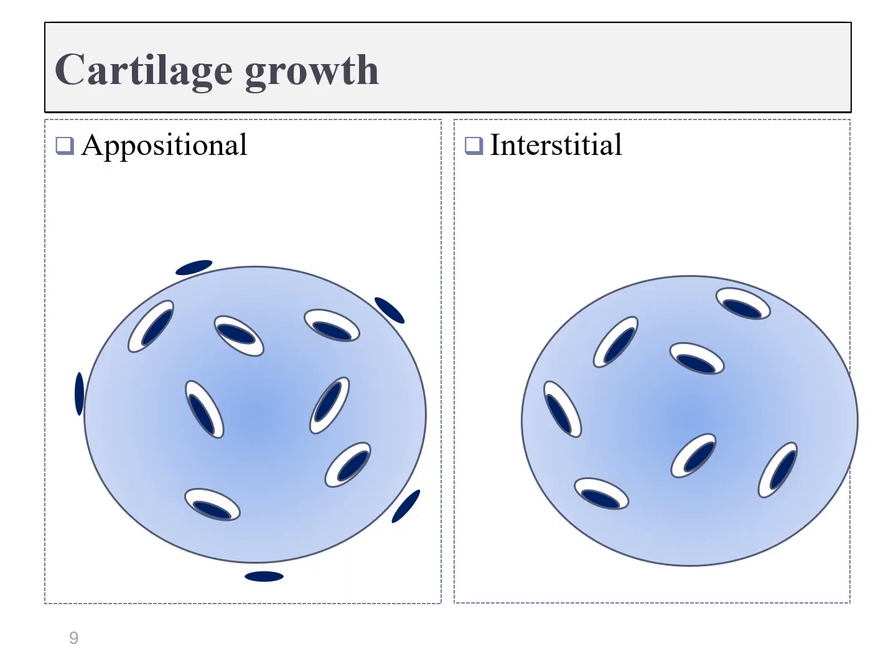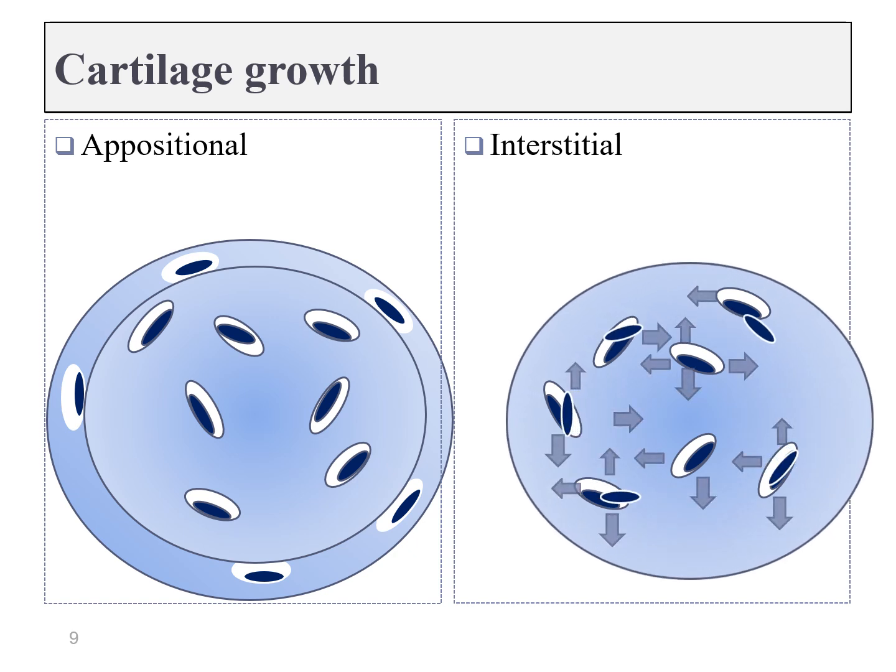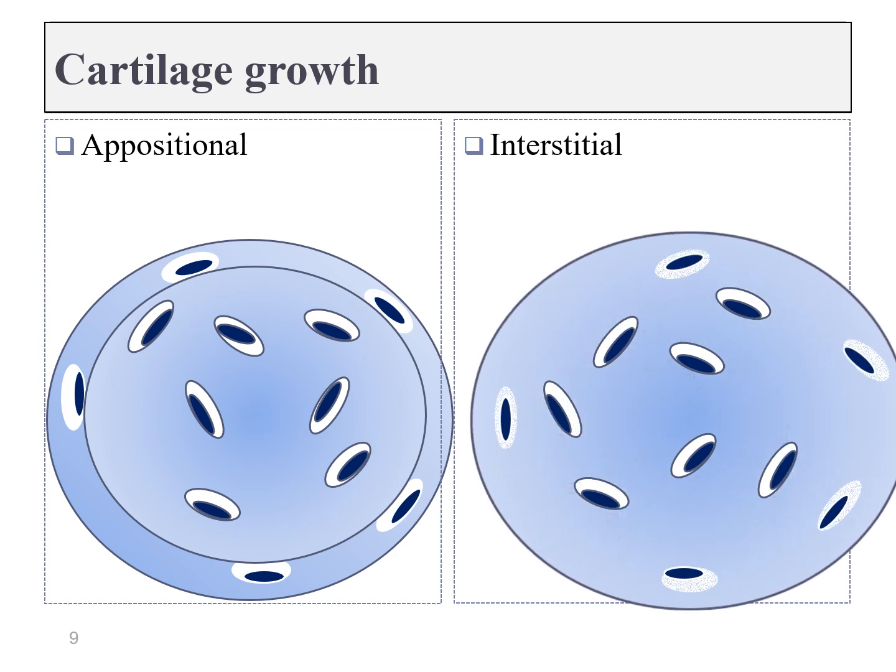Cartilage can grow one of two ways. Appositional growth means adding an extra layer to the surface of the tissue, whereas interstitial growth means growing from the inside and pushing things outwards.